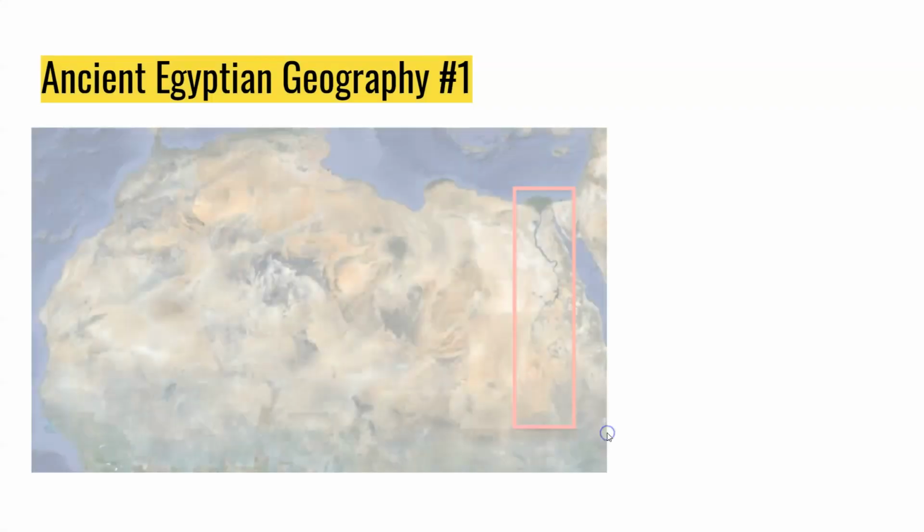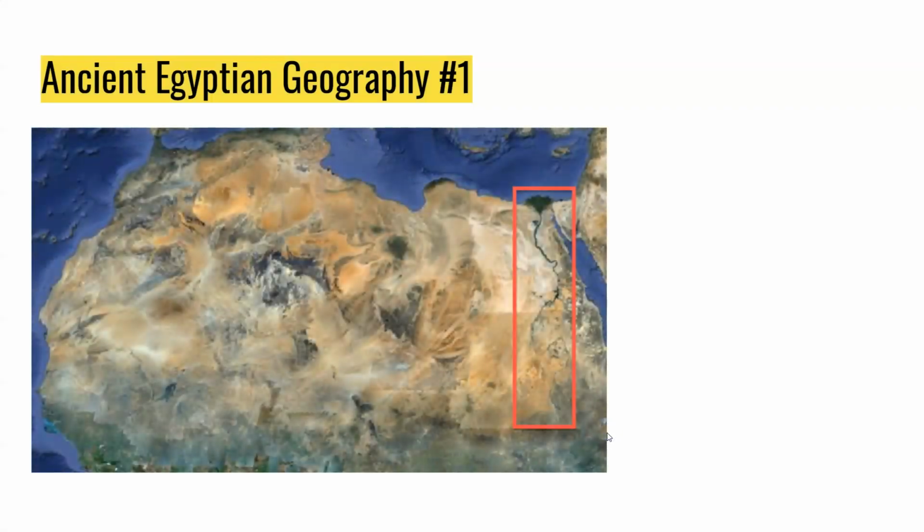So, firstly and foremostly, here we have a sort of satellite image of North Africa. And the red rectangle on the right is, of course, Egypt itself and the River Nile. So the northern part of the red rectangle is modern Egypt, but the River Nile extends all the way from the bottom, which is Sudan and Ethiopia, and snakes its way northward until it gets to the Mediterranean Sea.